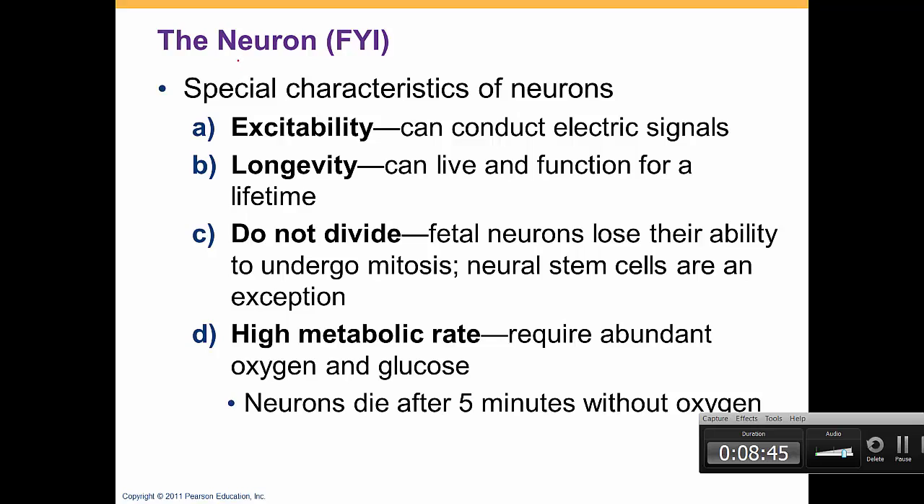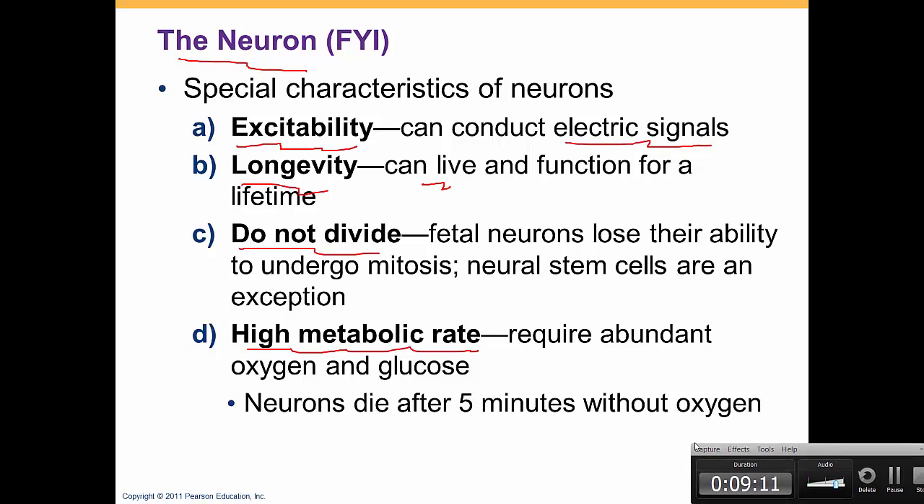Here is an FYI slide on the special characteristics of neurons. Because neurons are excitable, they can carry electrical signals, they can live forever, and they function forever. They do not divide, unlike our epithelium, for example, that divides. They have a very high metabolic rate, so they need lots of oxygen to carry their function, and that's why neurons die fast if you cut oxygen on them. It takes only 5 minutes for a neuron to die. Epithelium will probably take much longer than that.